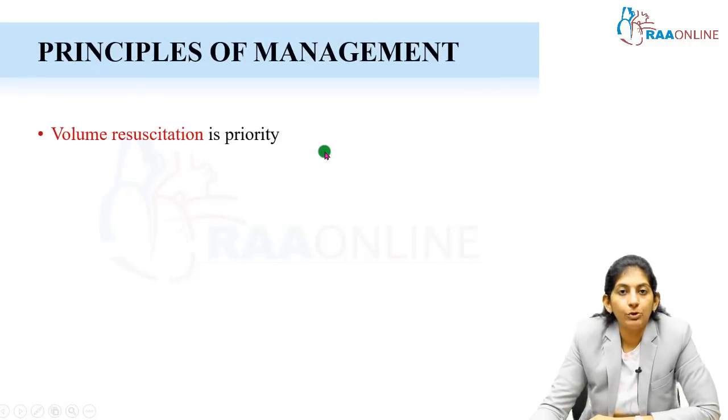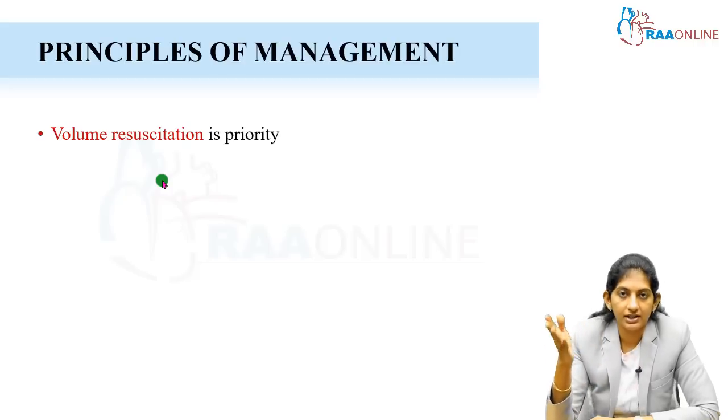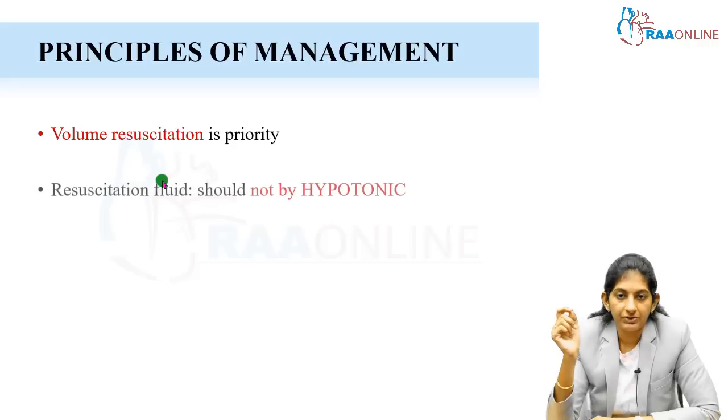So, in hypovolemic hypernatremia, the priority will be volume resuscitation. If there is shock, you are going to give a bolus. If there is no shock, you are just going to give isotonic fluid. Isotonic is normal saline. Normal saline or Ringer lactate you are going to give for resuscitation. Start with normal saline. You are going to resuscitate with volume first.